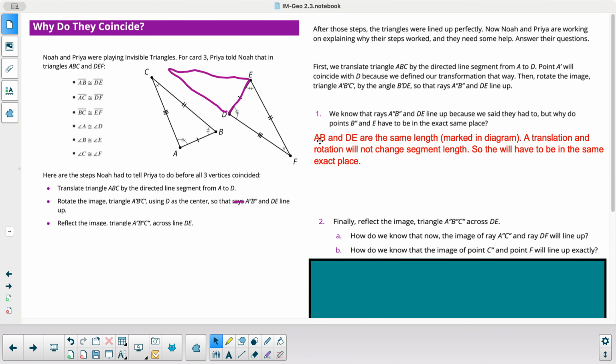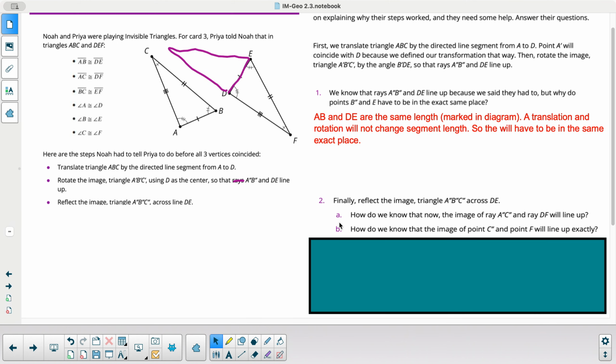So here's what I said. I said AB and DE are the same length. So AB and DE are the same length. It's marked on the diagram. A translation and a rotation will not change segment length, so they will have to be in the exact same place. Okay. So if you get one point that corresponds to line up and then you rotate, the other one will have to be the same length because it's essentially a radius around a circle, no matter where you swing it.